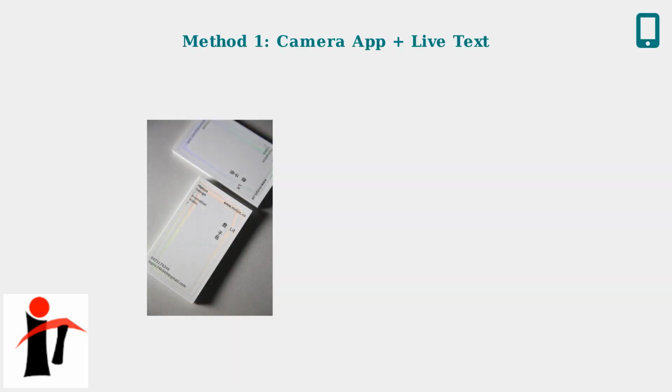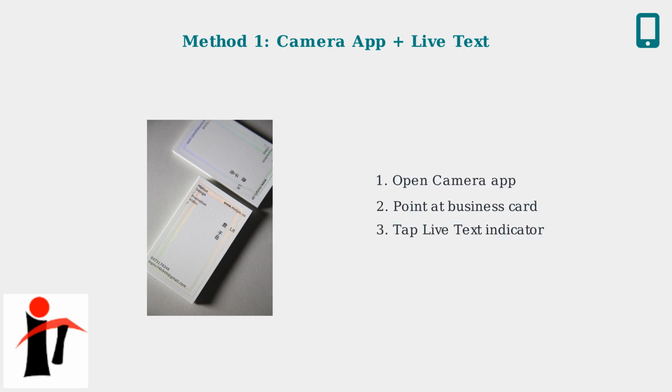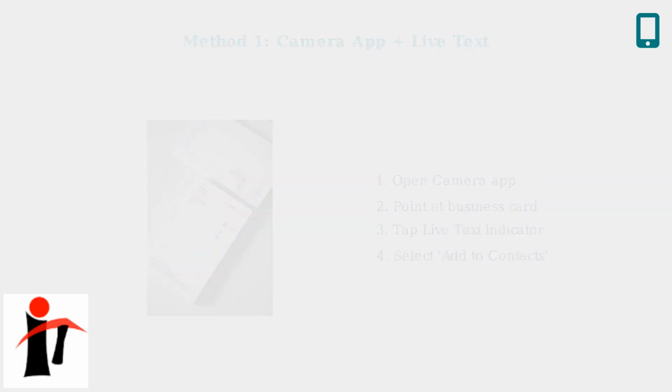The first and most straightforward method uses your iPhone's built-in camera app with live text recognition. This method works on iOS 15 and later, with best results on iOS 17 and newer. Simply open your camera app and point it at the business card. When live text detects the text, you'll see a yellow indicator appear. Tap this indicator to select the contact information. The system will automatically extract the contact information and allow you to save it directly to your contacts with about 89% accuracy for standard business cards.